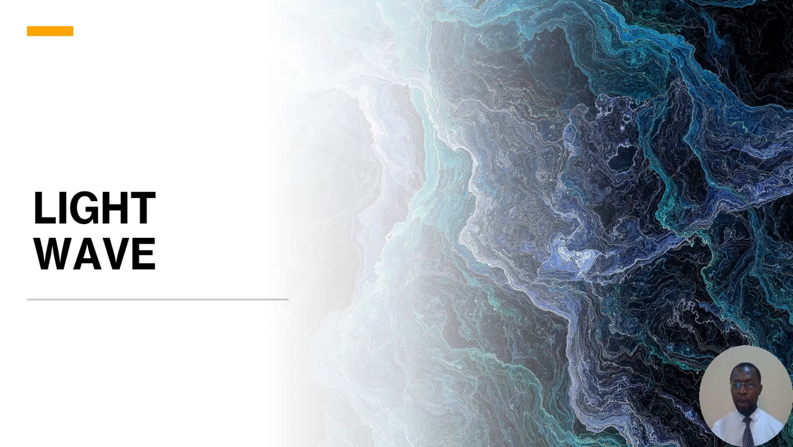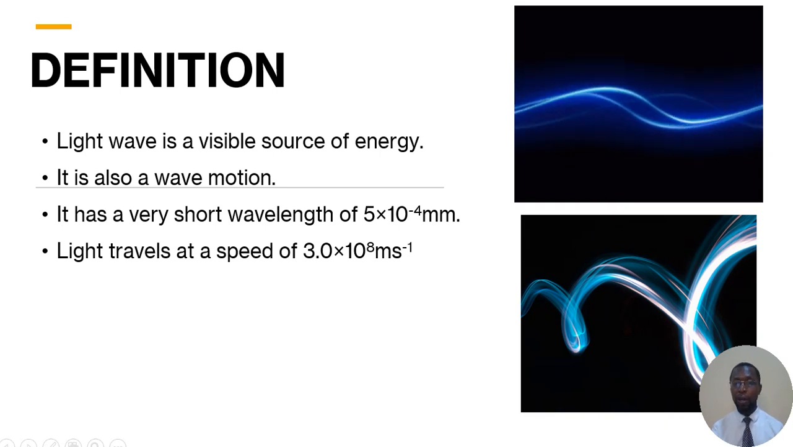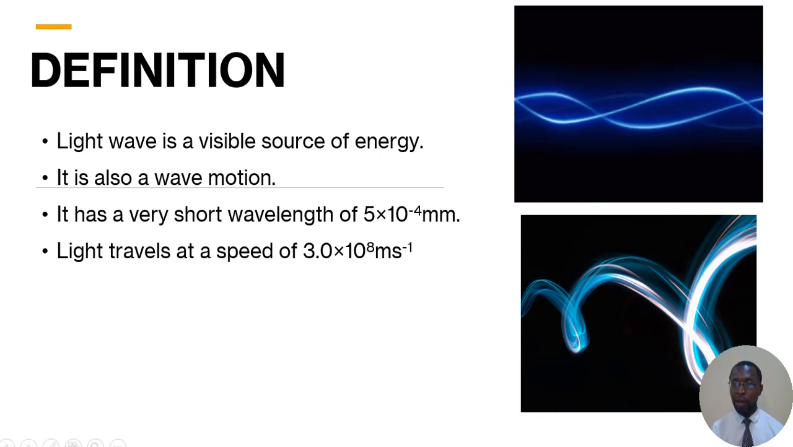The first thing here is for us to know the definition of light. Light is a visible source of energy. In other words, it is what you can see with your naked eyes. You can see this light. Now, it's moving. For the fact that it could move, it makes it a wave.